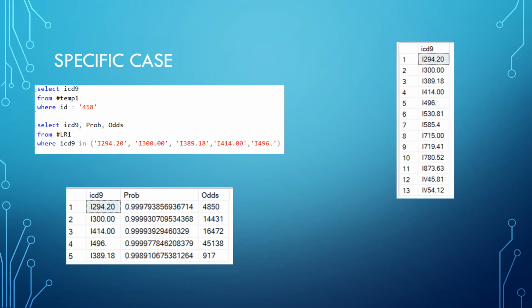This case is specific to patient number 458. The ICD-9 codes for this given patient were found, and then the probability and odds were also found. The individual probabilities can then be used to calculate the total for this patient.